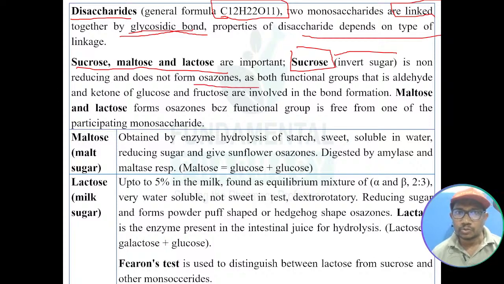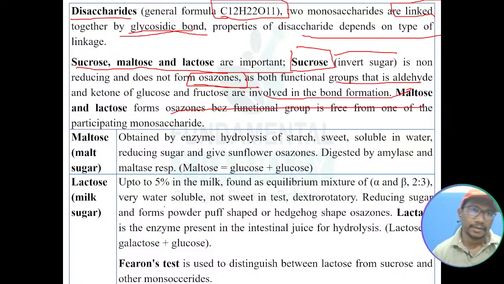So the properties of sucrose: it is table sugar, cane sugar or invert sugar, it is non-reducing and does not form an osazone. Both functional groups, the aldehyde and the ketone, are involved in the bond formation. What about maltose? Maltose and lactose form an osazone because the functional group is free in one of the participating monosaccharides.